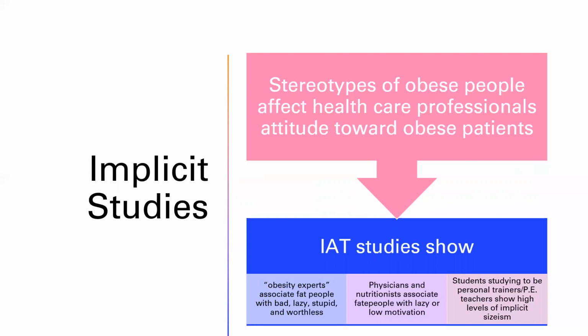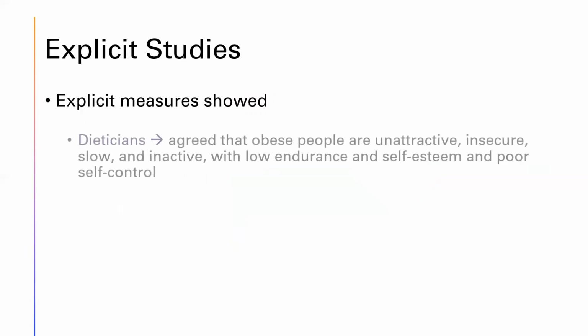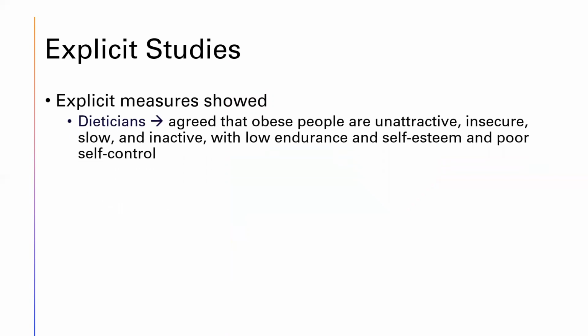Personal trainers and PE teachers are also susceptible to sizeism. They show high levels of implicit sizeism. So taken together, when we're looking at implicit attitudes, people do associate certain characteristics with people who are fat or obese. Now with explicit studies, in dietitians, they agreed that people who were obese were unattractive, insecure, and slow and inactive, also having lower self-esteem, poor self-control, low endurance.